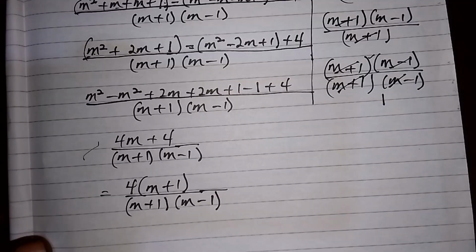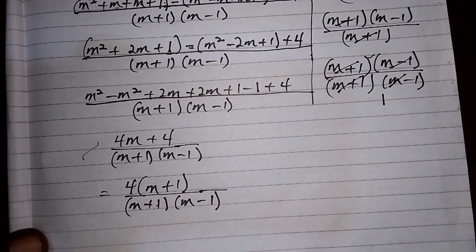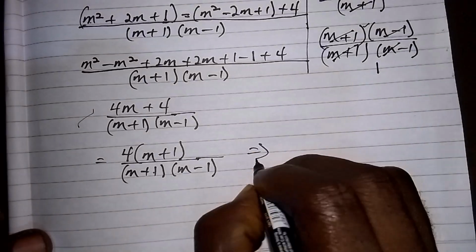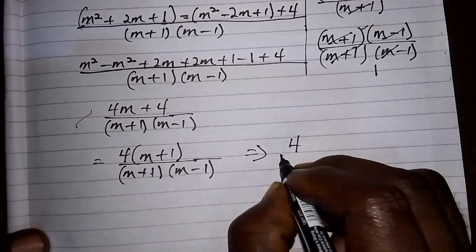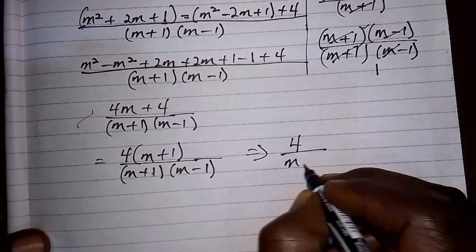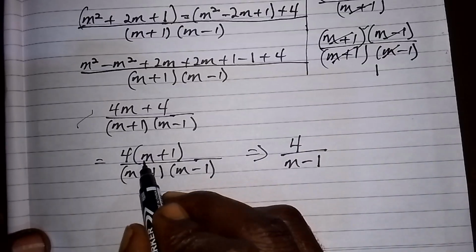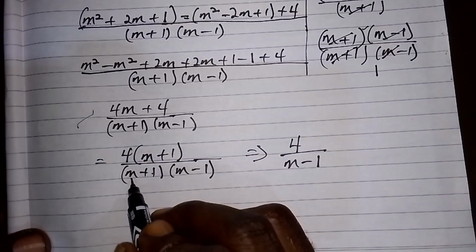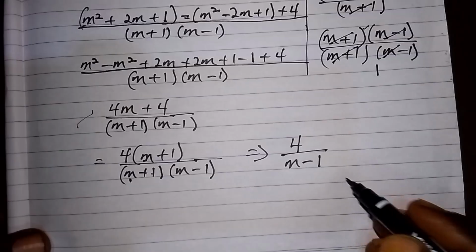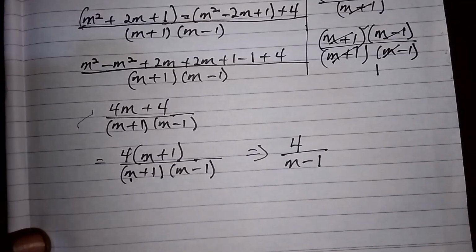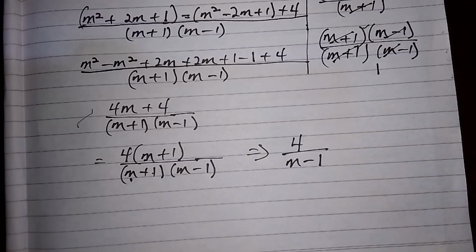From this, m plus 1 can cancel m plus 1, giving us our answer as 4 over (m minus 1), because the m plus 1 has cancelled the m plus 1 here. So our final answer to the question is 4 over (m minus 1).